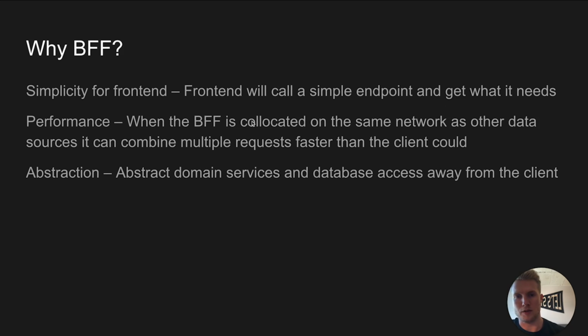Performance: when the BFF is co-located on the same network as the other data sources, like different domain services or databases, it can combine multiple requests faster. That's going to be a lot faster than the front end doing multiple requests. First of all, JavaScript is serial, so you do one request at a time. Plus it would travel all the way from the client's browser to the data source, which will be slower than having it fired from the BFF, which should be co-located on the same network to have the performance benefits.